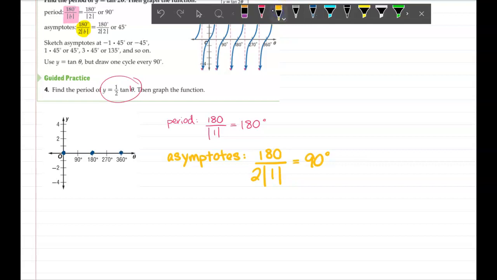And we also know that we have these asymptotes right here at 90 and every 180 degrees after that. So at 270. Now from here we can draw in our tangent function. It almost reminds you of the cube root, or the cubic function rather, as you draw these in.